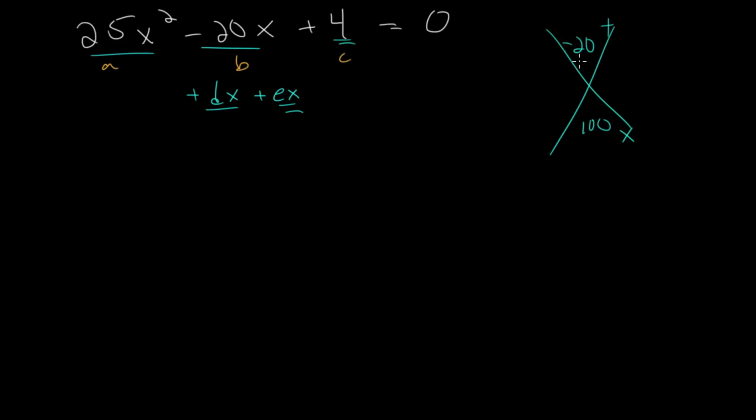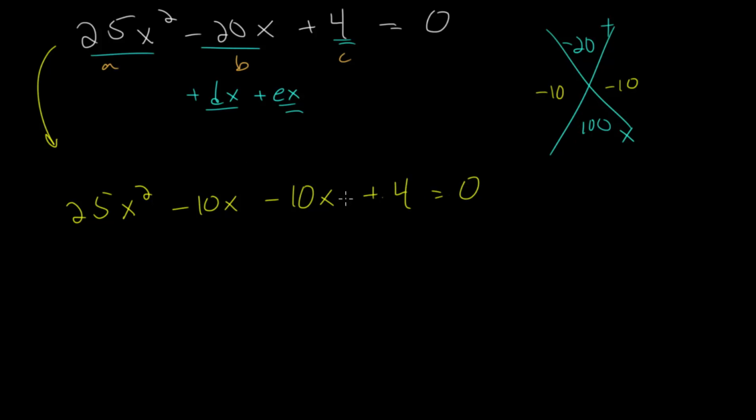So we're looking for two numbers that add to negative 20 and multiply to 100. And you might notice that negative 10 and negative 10 would satisfy those conditions. So we can rewrite this as 25x squared minus 10x minus 10x plus 4. And we didn't change the equation, since if we combine like terms, we just get back where we started.